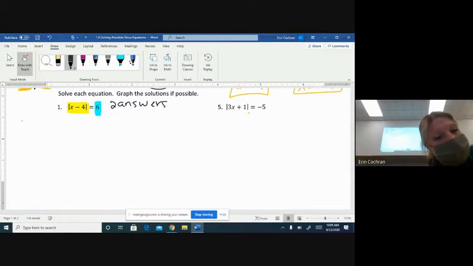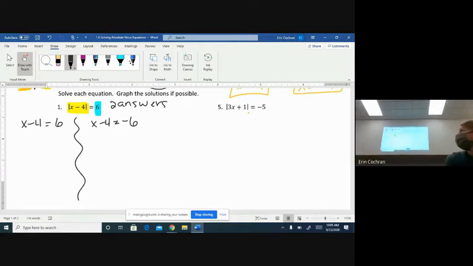okay? So we have the x minus 4 twice. What numbers are 6 units away from 0? 6 and negative 6. Okay, now can we solve these? Yeah, so we got 2 equations we solve. So how do I solve for x over here?